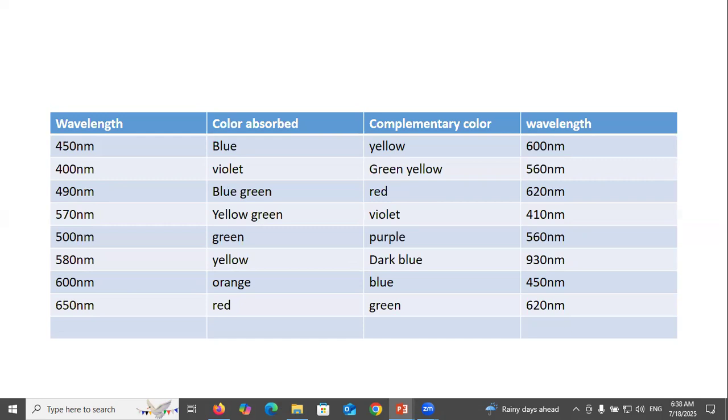Wavelength 450, blue; 400, violet. Blue color absorbed, complementary color yellow observed; violet color absorbed, green observed; blue absorbed, red observed; blue green, red; yellow green, violet; green, purple; yellow, dark blue; orange, blue; red, green.